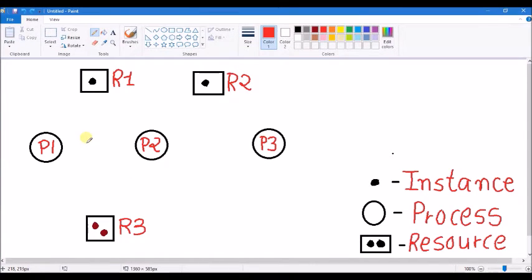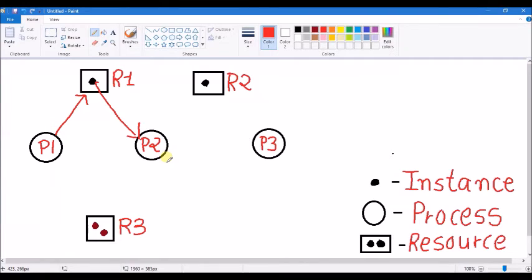Okay, so now let's see how to draw this resource allocation graph. Suppose process P1 wants to access resource R1. For that we draw a line towards the resource. This arrow indicates that process P1 wants to access resource R1. Suppose this resource R1 is allocated to process P2. For that we draw an arrow towards the process. This arrow indicates that resource R1 is allocated to process P2.